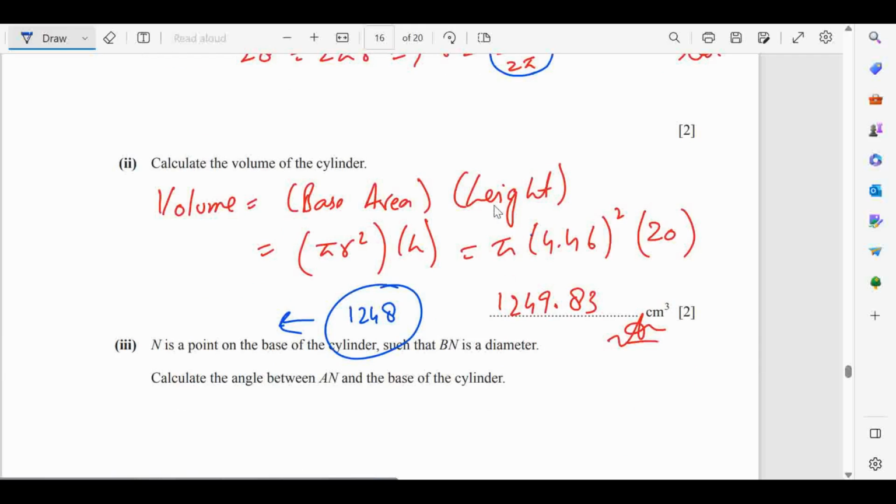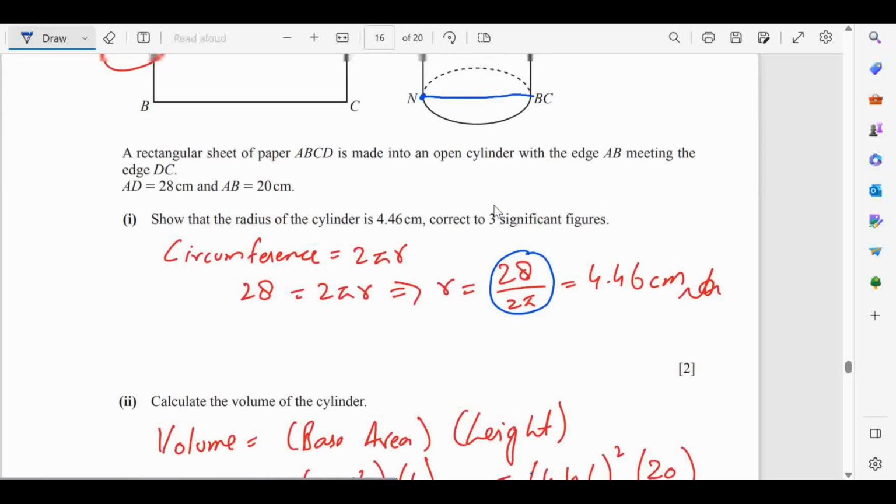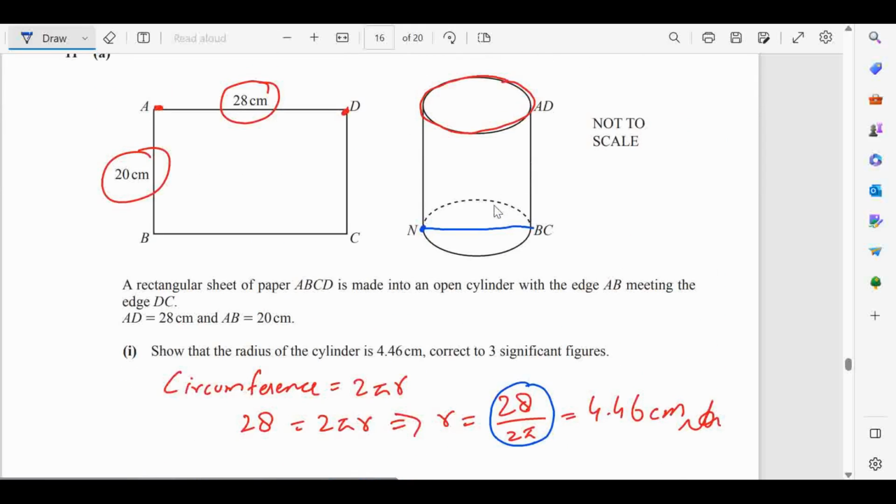Calculate the angle between AN and the base of this cylinder. Okay, we need to find out this angle. We know that the height is 20 and the diameter, this diameter, must be, as we know, diameter equals 2r.